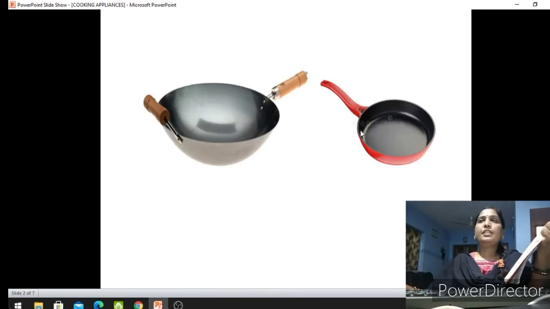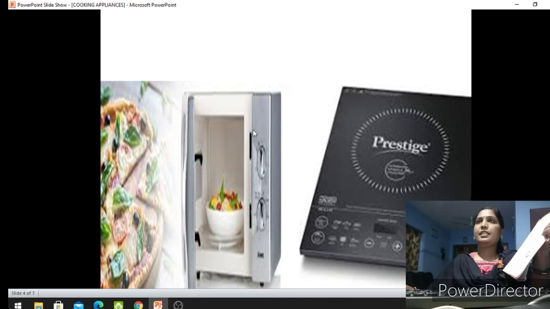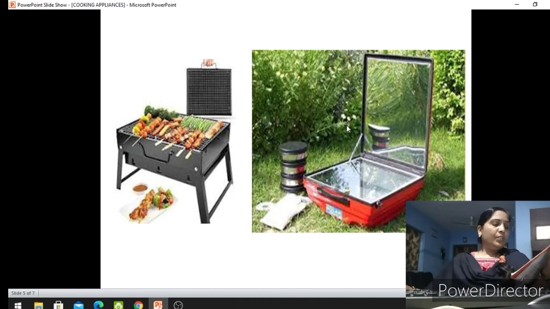What do we use this for? For frying the items. And the next picture is this one. What is this? Microwave. What do we use this for? For baking. Yes, very good. And the next picture is this one. What is this? Solar cooker. How does the solar cooker work? By using solar energy. Very good.